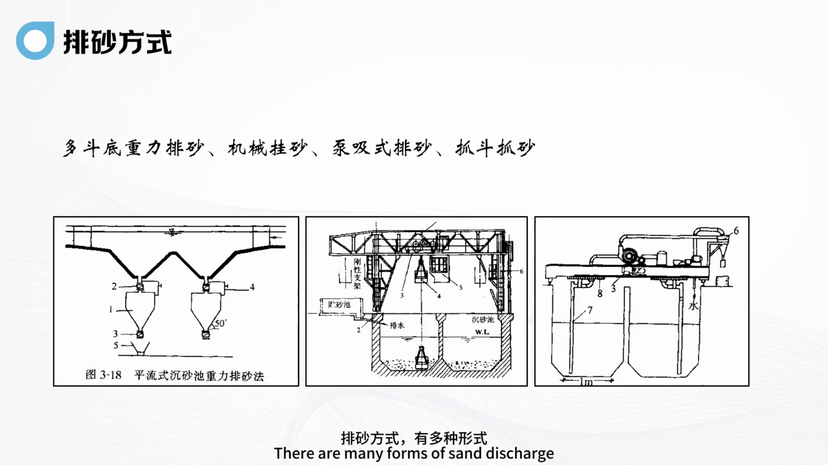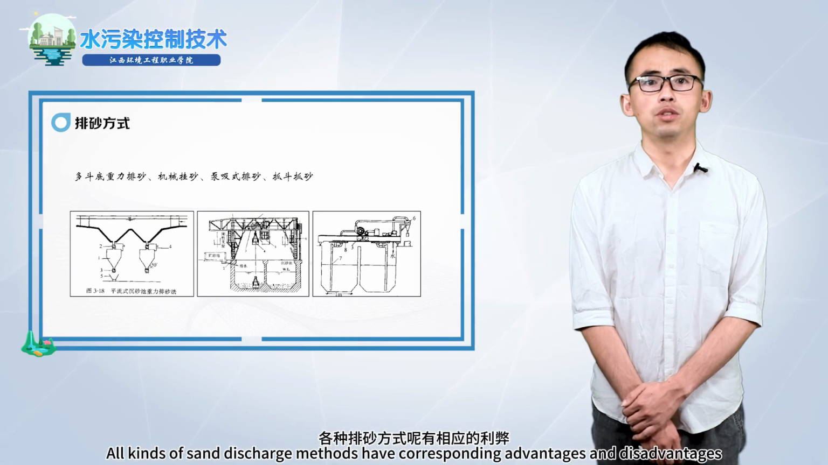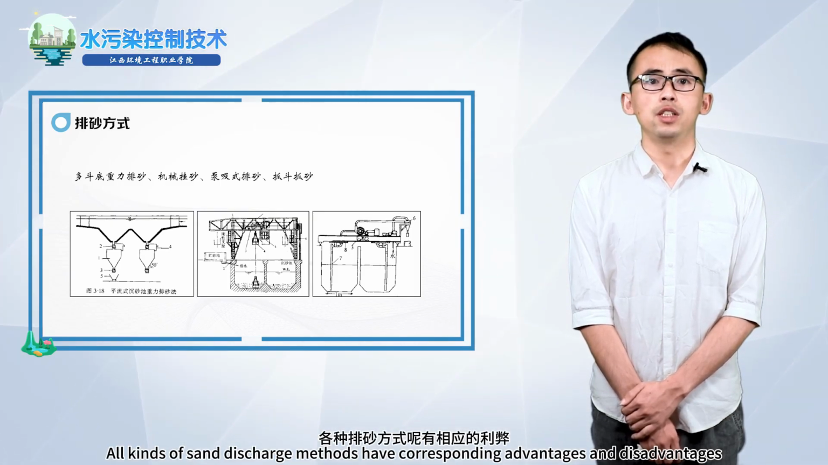There are many forms of sand discharge. Sand can be discharged directly by gravity. It's called multi-bucket gravity sand discharge, generally used in the horizontal grit chamber. No other mechanical force is needed. For other sedimentation tanks, mechanical sand discharge can be adopted, such as pump suction sand discharge and grab sand discharge. All kinds of sand discharge methods have corresponding advantages and disadvantages.